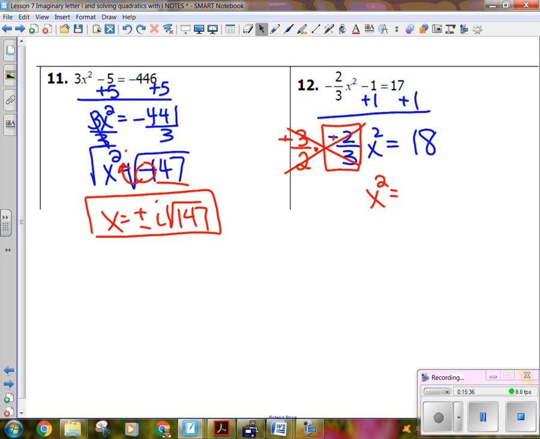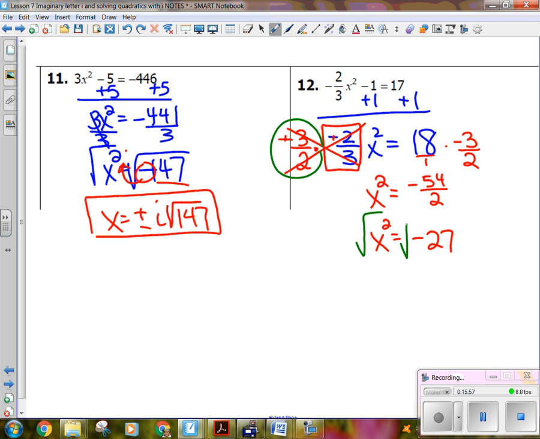Well, if I multiply this side by negative 3 over 2, then I have to come over here and multiply this side by negative 3 over 2. So you can consider 18 to be over 1, multiply the numerators, divide by 2. I believe you get negative 27. So, square root of both sides, x is equal to the square root of negative 1 times 27. 27 is not a perfect square. 25 is, but not 27. Square root of 27 must remain. This comes out as little letter i, plus or minus.